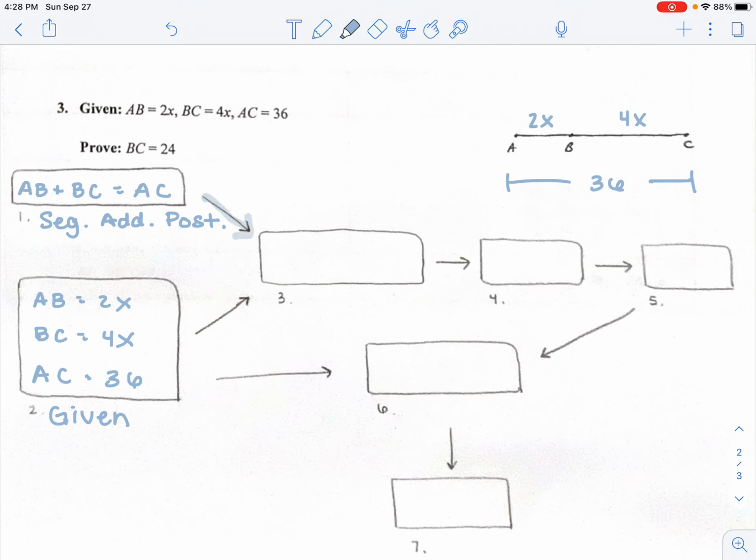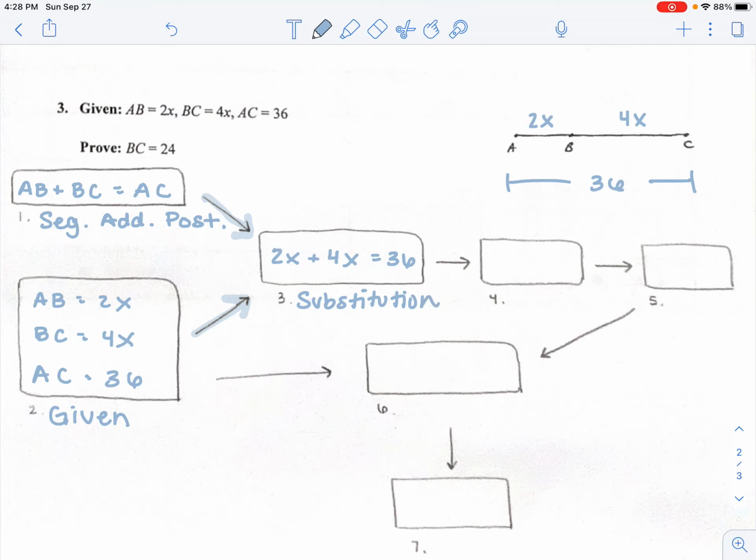Now, both of these boxes, if you look, are coming to this next one. So we're going to combine both these boxes into one box. How do we do that? We're just going to be plugging in those values. So I can say 2x plus 4x equals 36. What is it called when you plug in values to an equation? Substitution.